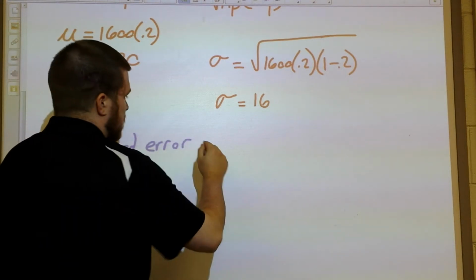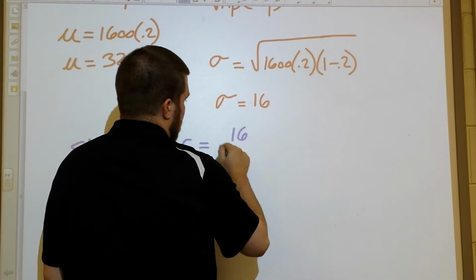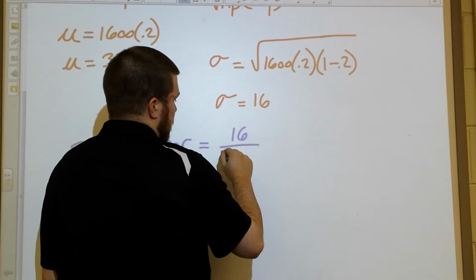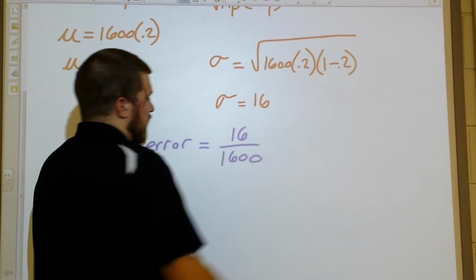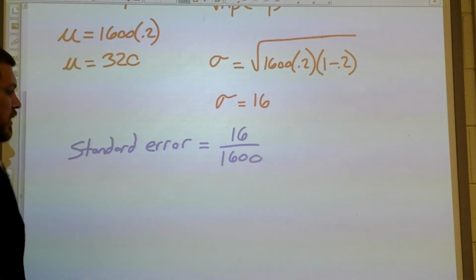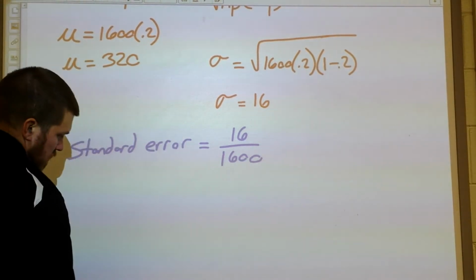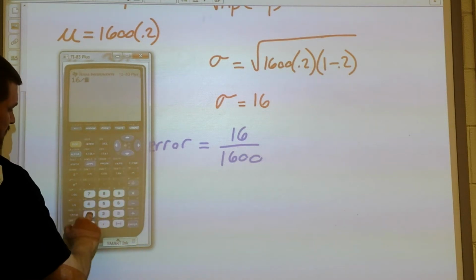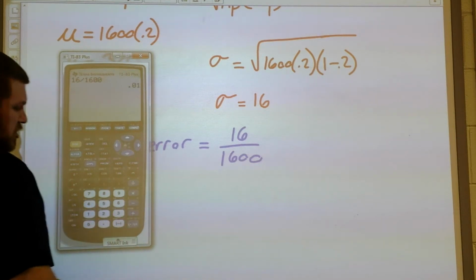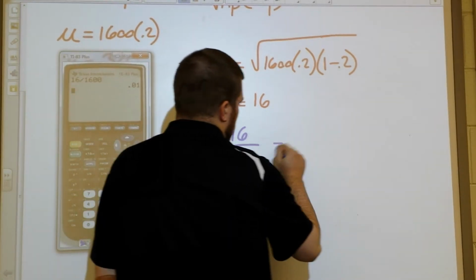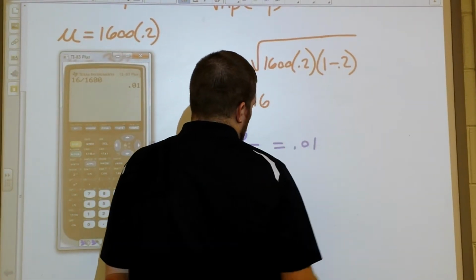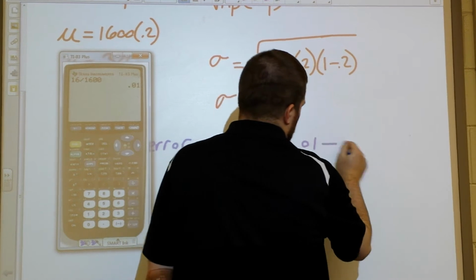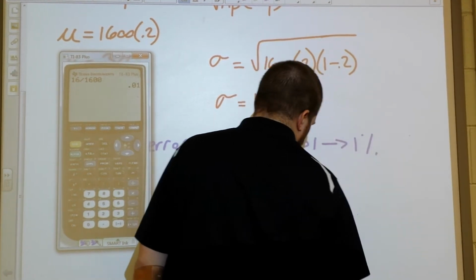Standard error is going to be equal to 16 divided by 1600, because 1600 is the number of light bulbs that we sampled. All right, so we have 16 divided by 1600, which is 0.01. Or sorry, 0.01, which is approximately 1%.